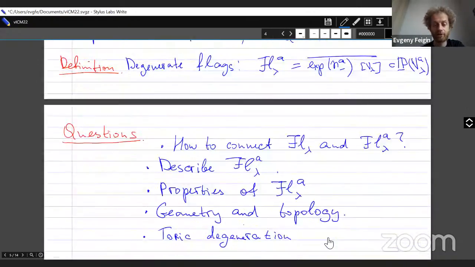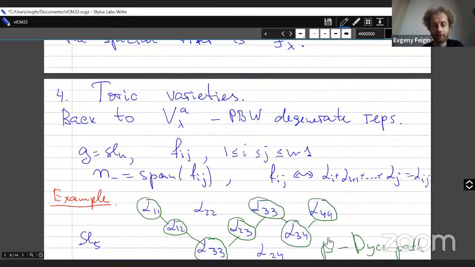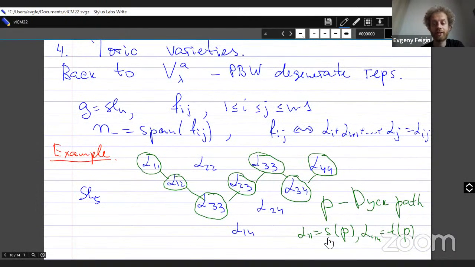So let me describe the answer. Let me introduce, first of all, a piece of notation. I denote by Fij, where i and j are between 1 and n minus 1, a basis for the lower triangular matrices for SLn.